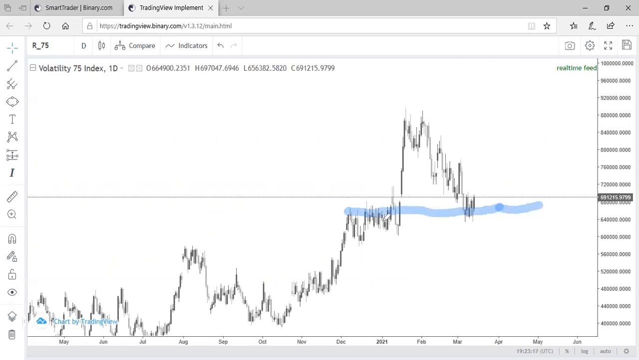So looking at here, we can see that price is in an uptrend. We have an impulse, and then a correction, impulse, and then a correction. So recently, we can see that price is in a very strong support zone, and we are expecting price to move to the upside for the impulse.